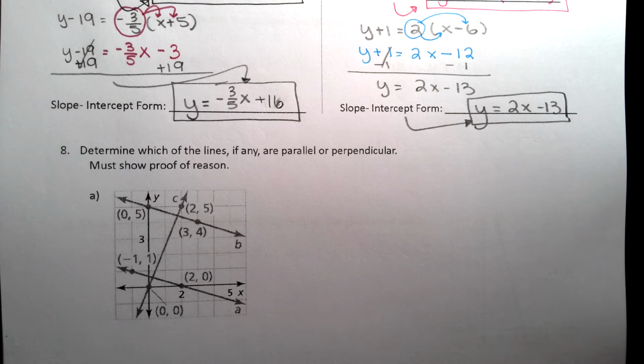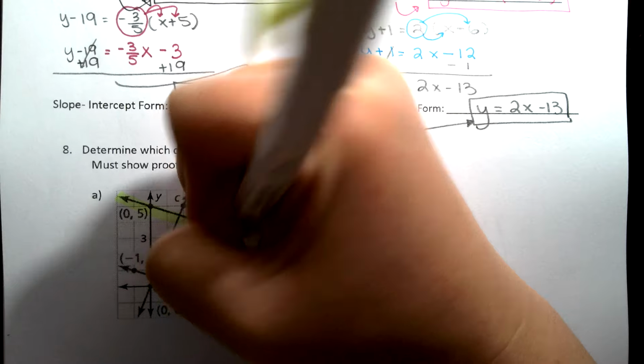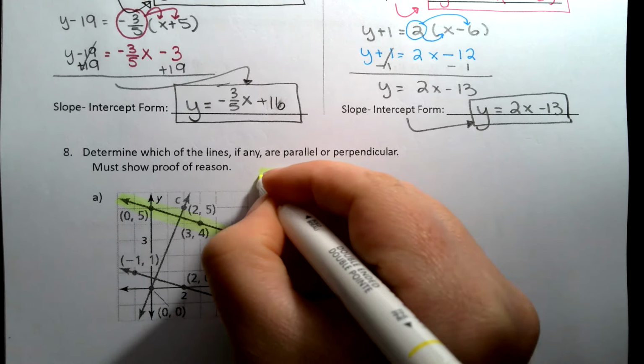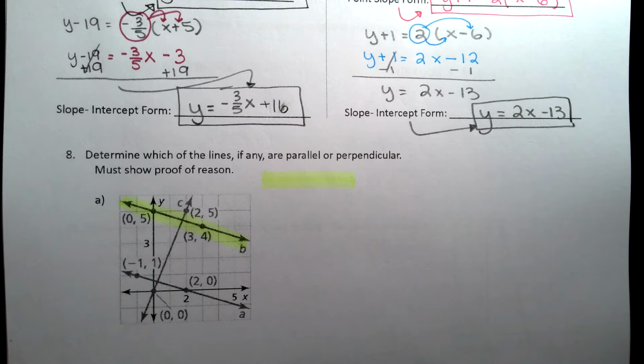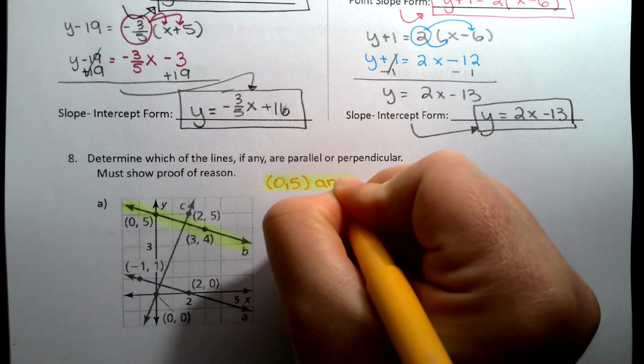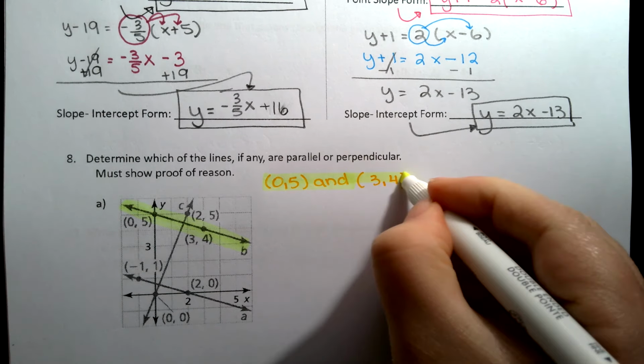Moving on. Determine which of the lines, if any, are parallel or perpendicular. You must show proof of reason. Okay, so if you have colors, this is a good chance for you to color code some of your items. So here we have this line right here. This line in yellow has 2 points. First point is 0, 5 and 3, 4. So these 2 points are on the yellow line.